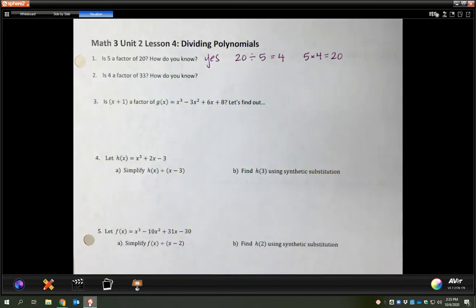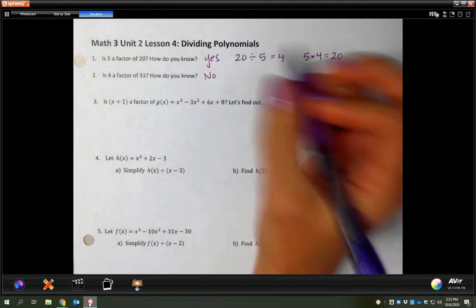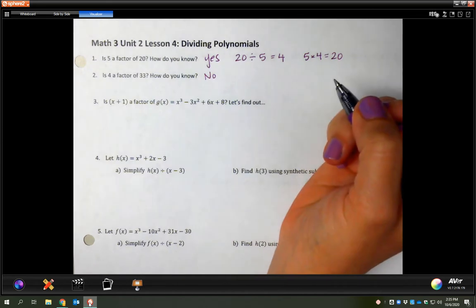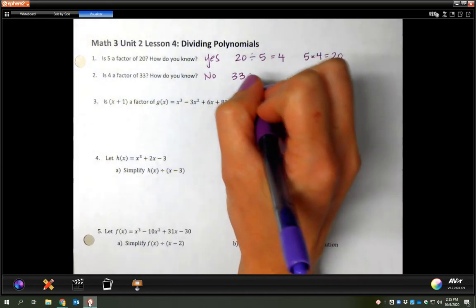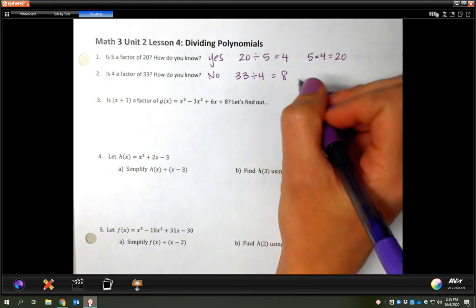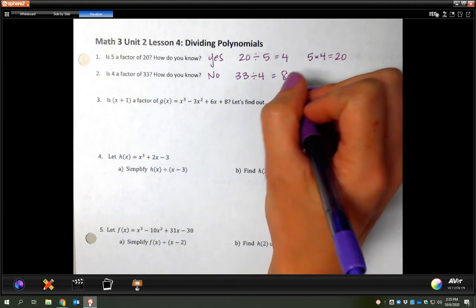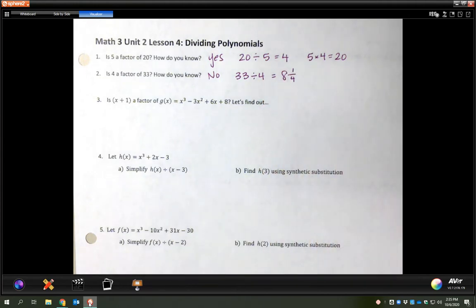Is 4 a factor of 33? And how do you know? So no, 4 is not a factor of 33. There's not a whole number we can multiply by 4 to get 33. Or if we do 33 divided by 4, we get a remainder. This would be 8. 8 times 4 is 32, and there's still 1 left over. So 33 divided by 4 is 8 and 1/4. 1 is the remainder. It doesn't work out evenly, so no, 4 is not a factor of 33.